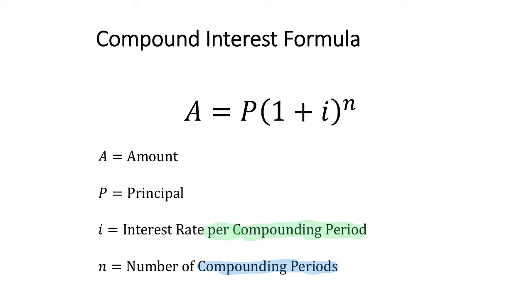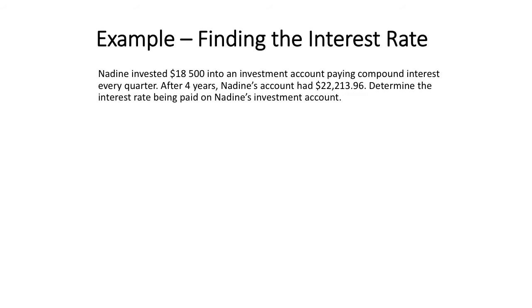So let's have a look at how we can use this formula to be able to determine one of those variables. So in the example, Nadine invested $18,500 into an investment account paying compounding interest every quarter. After 4 years, Nadine had $22,213.96 in the account. Determine the interest rate that Nadine is being paid on the investment account.